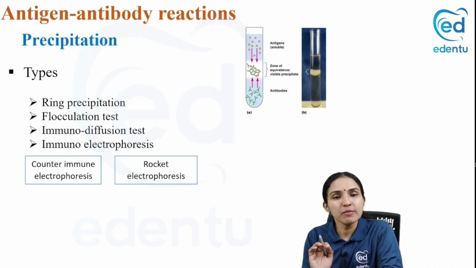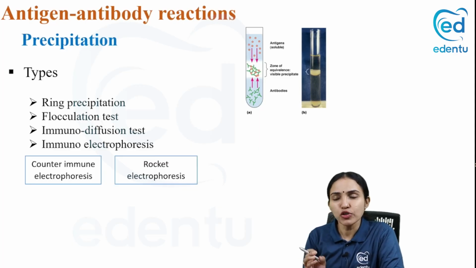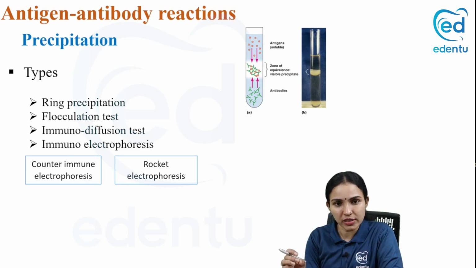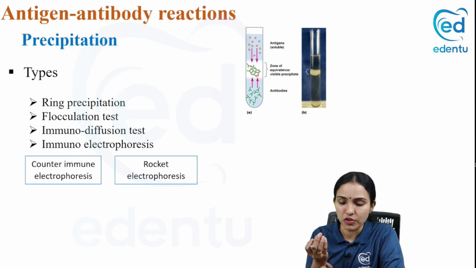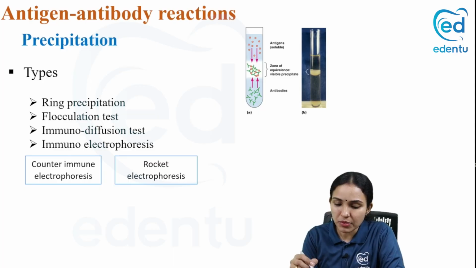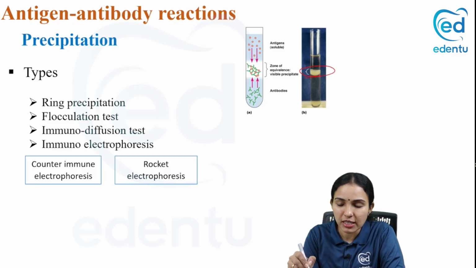Now, what are the different types of precipitation reaction? I told you most of the time when you simply take liquids in a tube and try to do this antigen-antibody reaction, the precipitate gets settled at the bottom of the tube. Instead, sometimes if you take antibodies in a tube and you add soluble antigens, you can get a ring formation at the middle of the tube. That's called a ring precipitation.